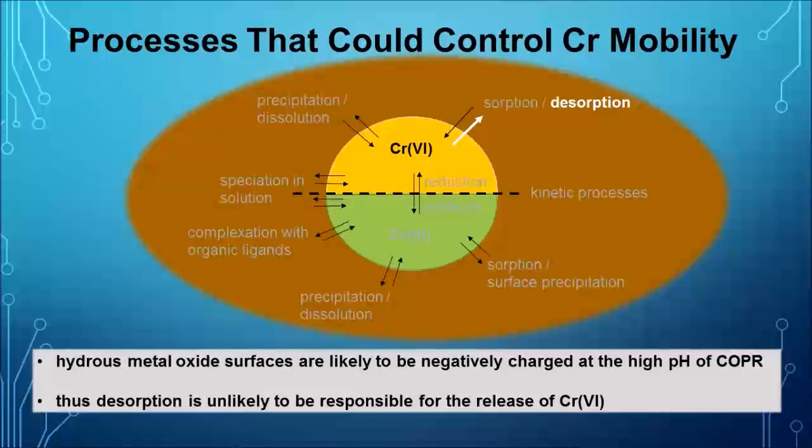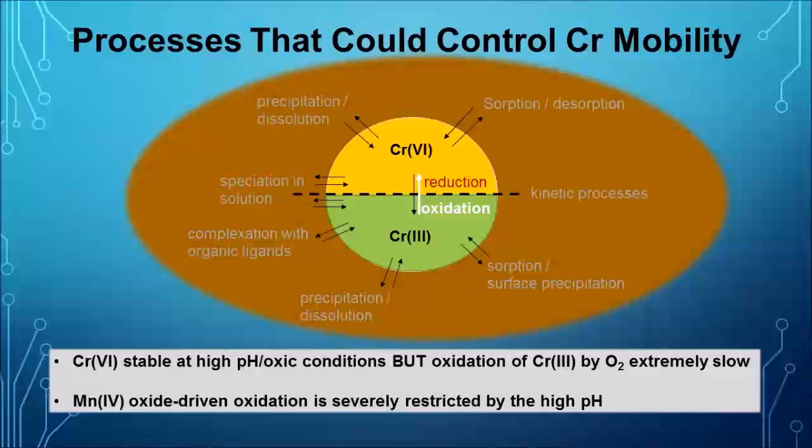The next process was the oxidation process. We know that we have oxidizing conditions, we know that we have very high pH, and therefore chromium-6 would be the main species that is stable under these conditions. But we also know that the oxidation of chromium-3 in the presence of oxygen is extremely slow. So that's unlikely to be happening in the natural environment under the conditions that we have.